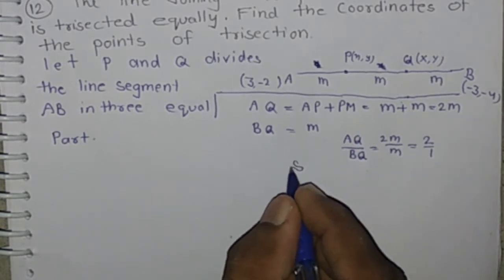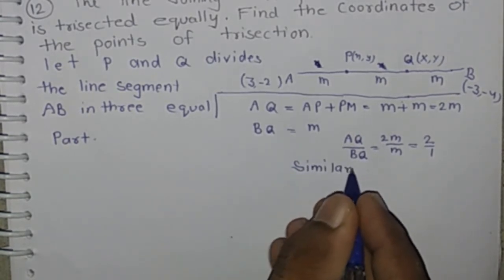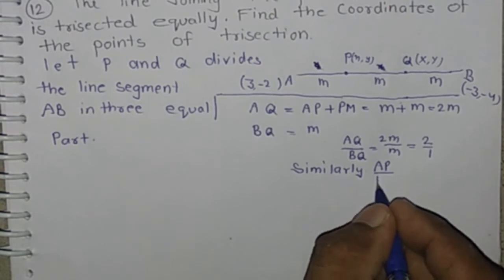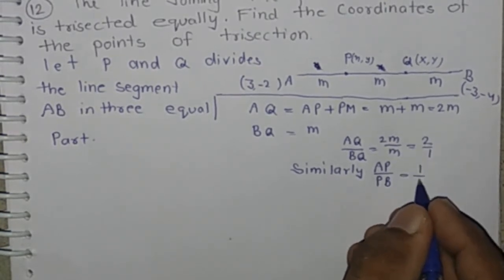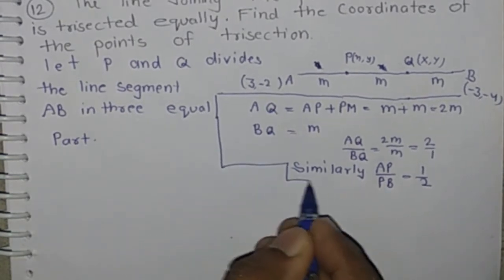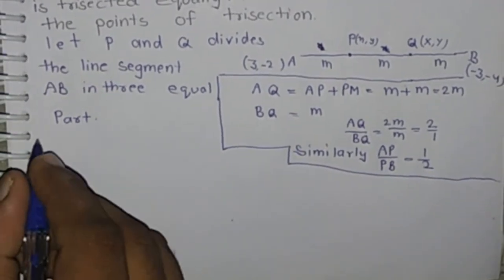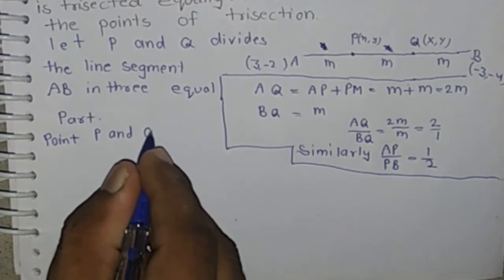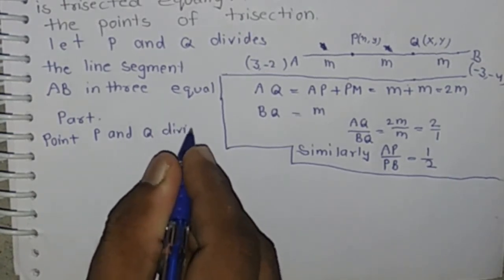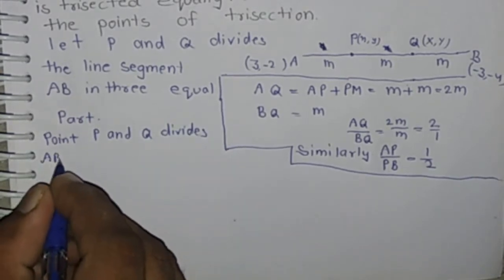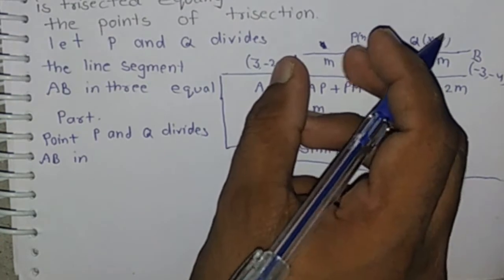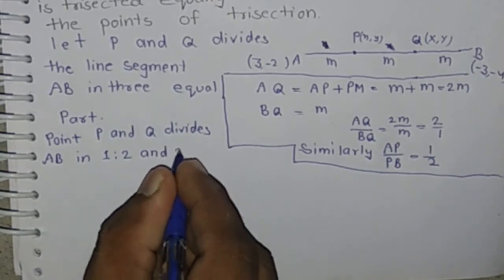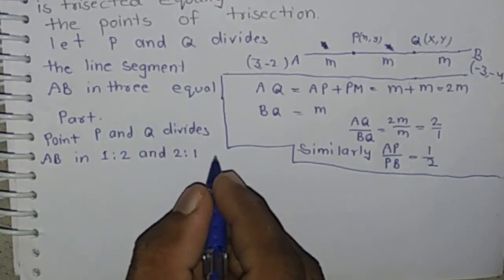Similarly, AP by PB is equal to 1 by 2. It means points P and Q divide AB, P in the ratio 1:2 and Q in the ratio 2:1 respectively.